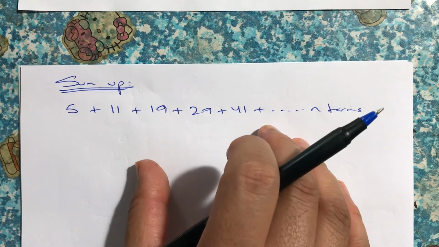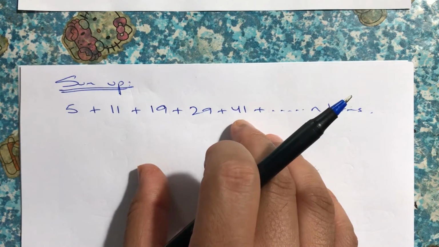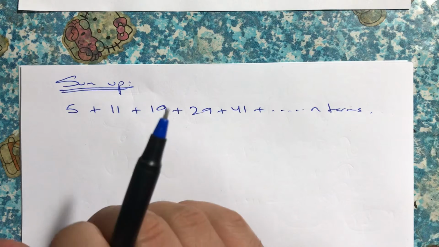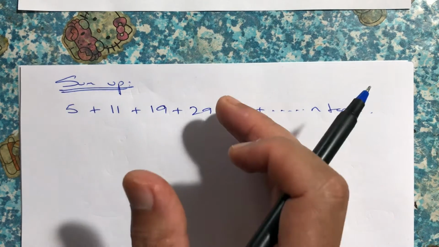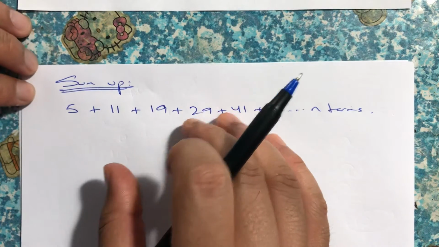Now, the first thing we do is check whether the series that has been given in the question is an AP series. If it is an AP series, we apply the AP formula, and if it's a GP series, we apply the GP formula. So we'll check whether it's an AP or a GP.